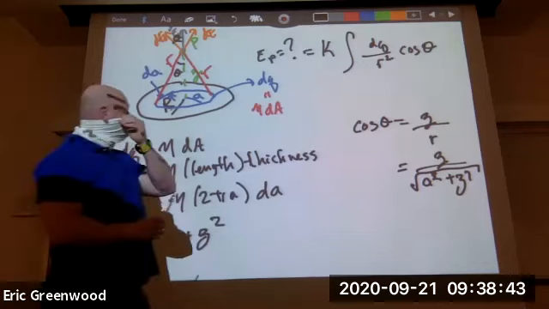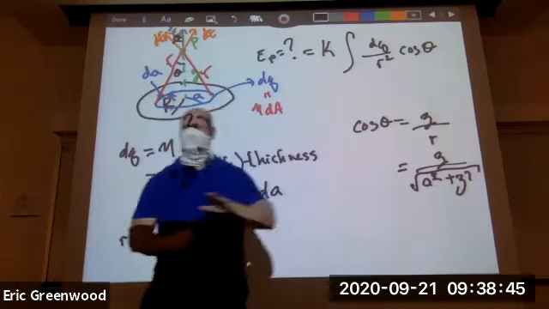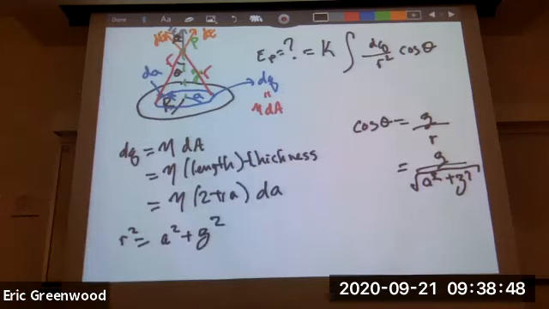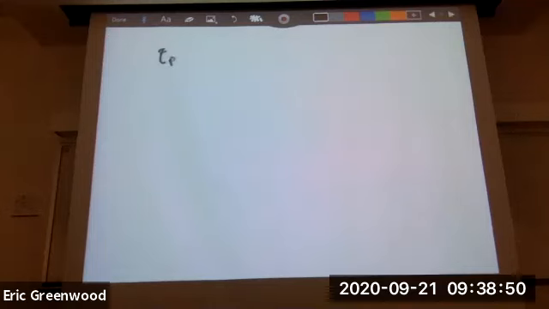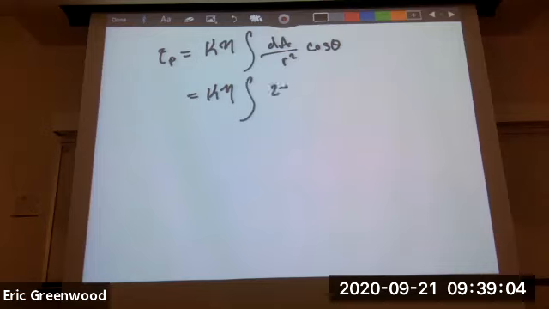So finally, the last thing I have to do is put all my pieces together into this integral. So let's put everything into that. What this finally tells me is that the electric field at point P is going to be equal to K times eta times the integral of dA divided by r squared times cosine of theta. This is then equal to K times eta times the integral of 2 pi a da times z divided by a squared plus z squared raised to the 3 halves.